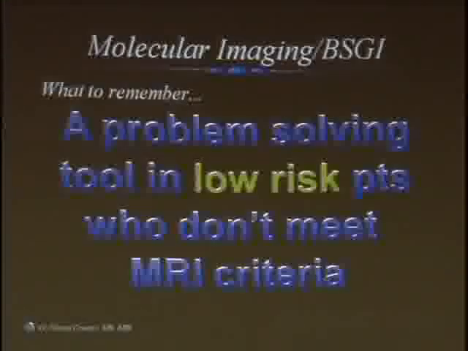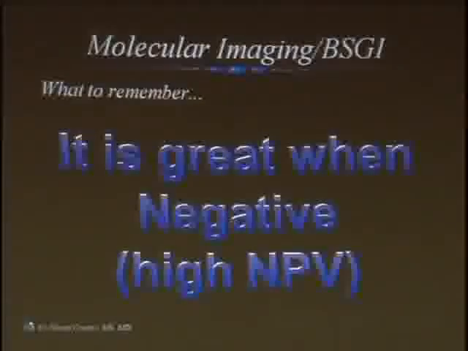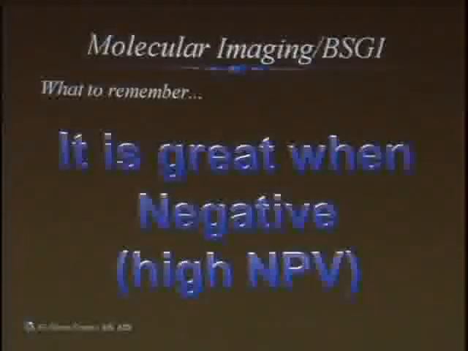So what to remember about BSGI? It is a problem-solving tool. It is the third level tier of investigation in the breast, but only in low-risk patients, the ones who don't meet MRI criteria. Because MRI is the end-all be-all. It's the answer. So if you can't get there for insurance because they're low risk, this is what you substitute. It has incredibly high negative predictive value, so you're looking for a negative result. If it's positive, we still have to go one more step. If it's negative, which it is in most low-risk patients, it's a great tool because it's relatively inexpensive and it gets your patient to stop worrying because it has like a 98% negative predictive value.